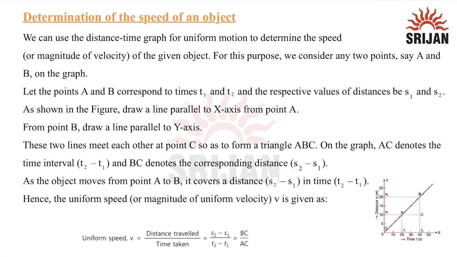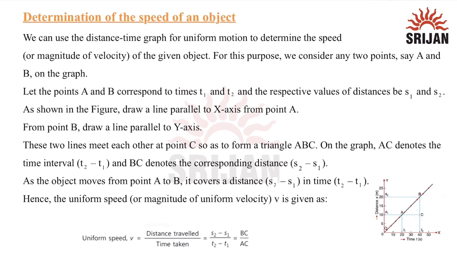Now, as shown in the figure, draw a line parallel to x-axis from point A. Now, from point B, draw a line parallel to y-axis. These lines will meet at point C. Now, they form a triangle like this, A, B, and C. On this graph, AC denotes the time interval T2 minus T1. So, this is T2 minus T1. And BC denotes S2 minus S1.